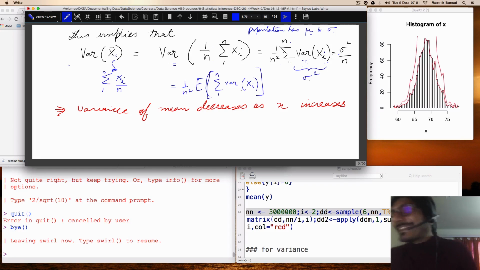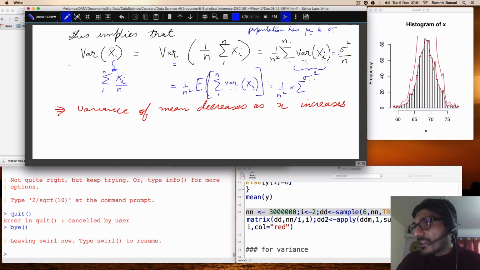Now, can I do this? Can I pull the summation outside and take the expectation inside? And each of these variances of xi, because they're random variables, the expected value will be the same. So I could say this upon n square. Let me just for now keep the summation here. And I can say expected value of variance of xi, and this is from 1 to n.